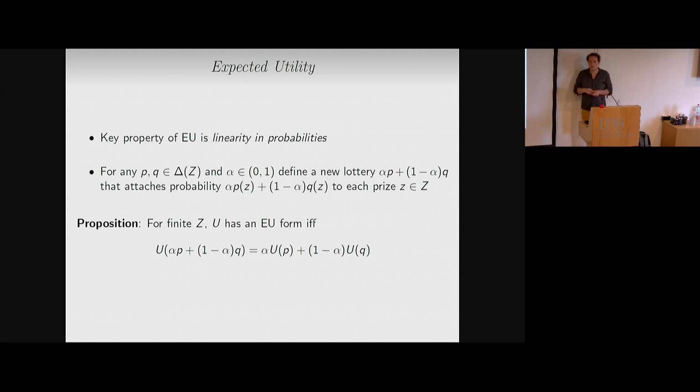You can think of this as a compound lottery, where you toss a coin with probability alpha gives us heads, with probability 1 minus alpha gives us tails. If heads come up, I'm going to play P. If tails come up, I'm going to play Q.